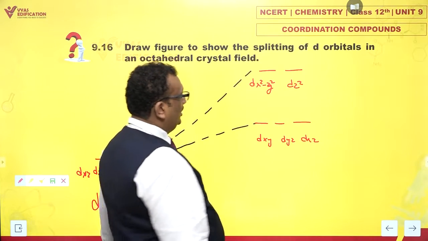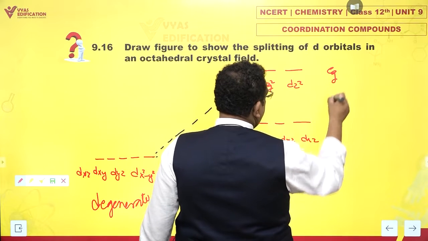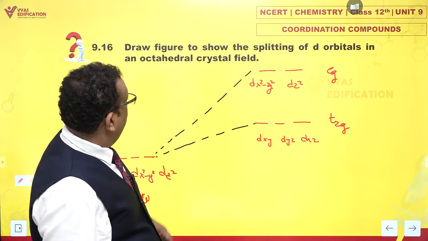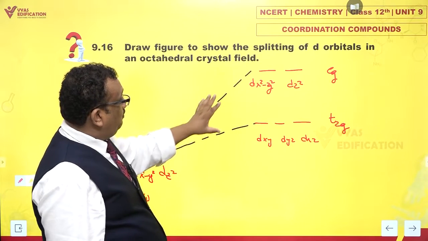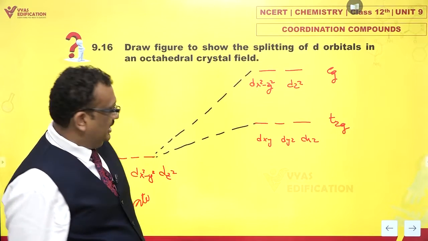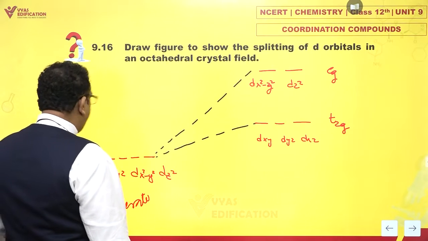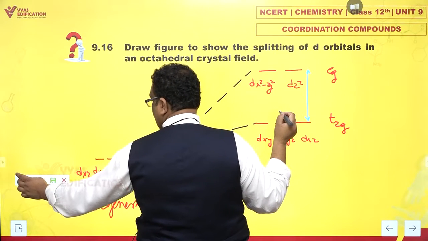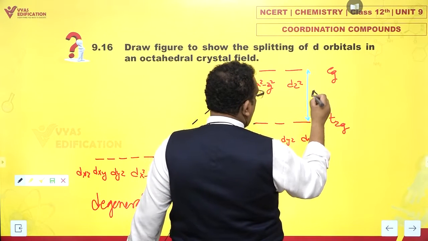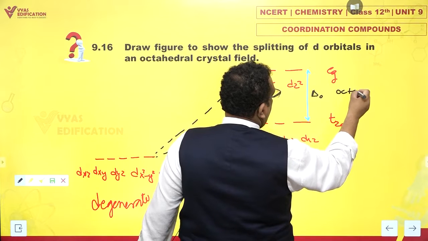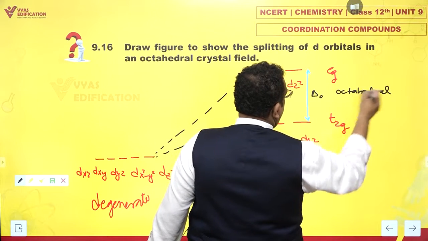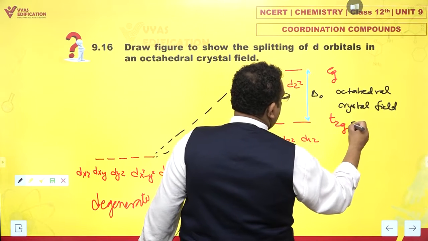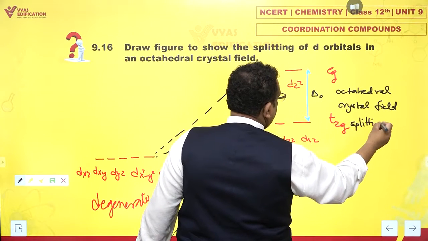Now we call them eg and t2g. Oh, that's easy? Yeah, it's easy. And this is the so-called splitting of d orbitals in an octahedral crystal field. Is there a difference in energy? Yes. This difference is called by a very special name. People love to call it delta O, or the octahedral crystal field splitting parameter.